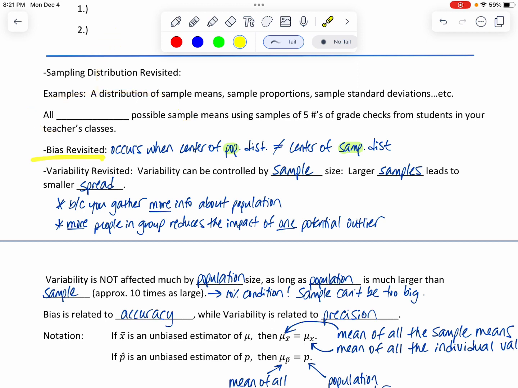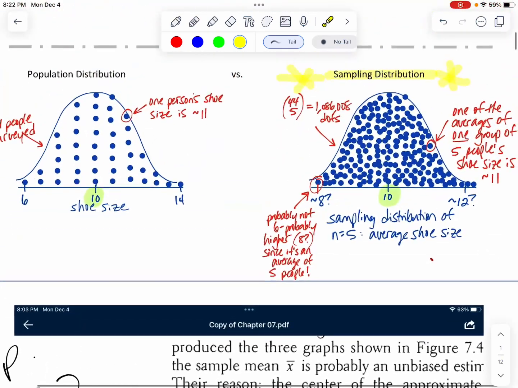But let's talk about bias. You know what bias is? It's when somebody responds not truthfully because they feel pressured or whatever. Bias, for lack of a better word, makes me think of inaccuracy. Okay, we have inaccurate results for some reason. And so it occurs in this chapter when the center of the population distribution is not equal to the center of the sampling distribution. I kind of glazed over that thought up here.